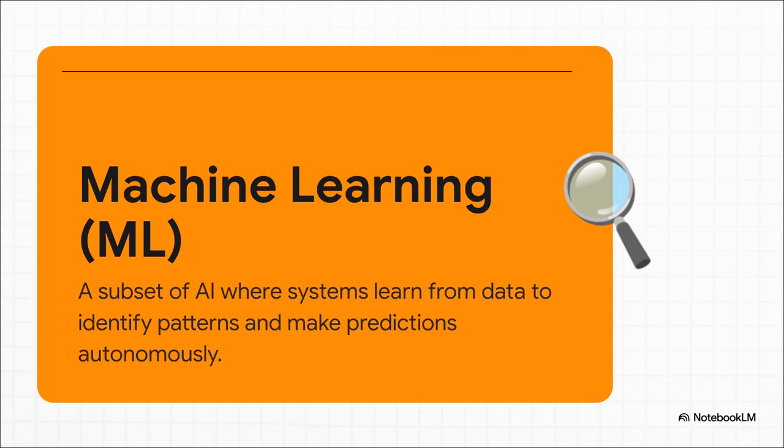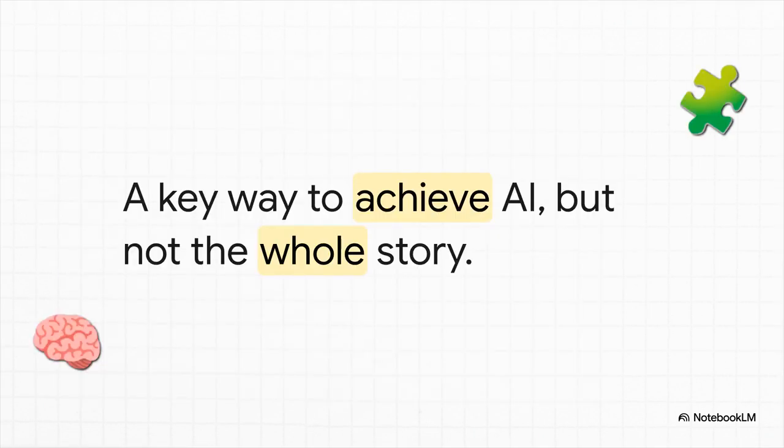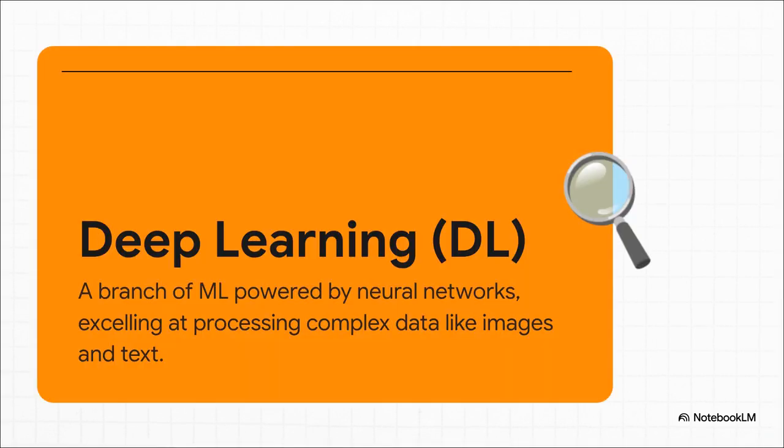It learns and adapts. And this is maybe the single most important thing to get right. Machine learning is a part of AI. It's a powerful engine for sure, but it's not the entire car. All machine learning is AI, but not all AI is machine learning. It's a crucial distinction.